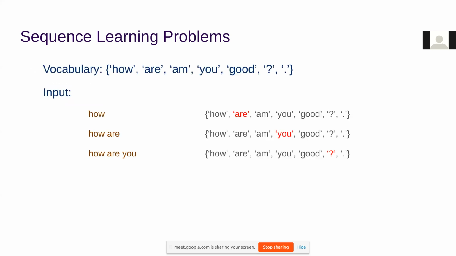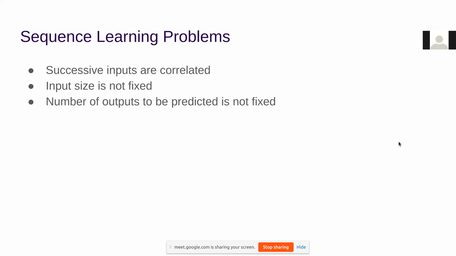If the task is to predict the next likely word, then in this case we have predicted how many words: are, you, and question mark. But if it is a longer sentence, we might have to predict more words. So the number of output predictions to be made is also not fixed.